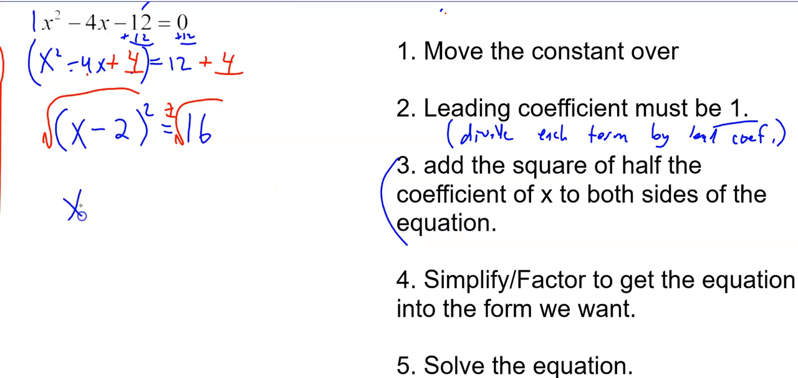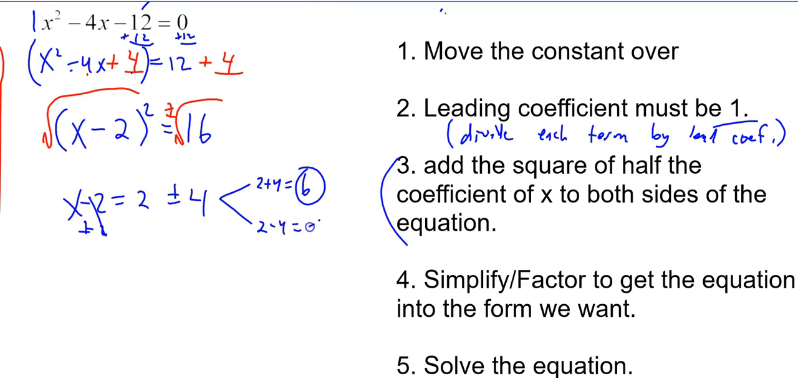Simplify that. X minus 2 equals plus or minus 4. Add 2 to both sides. We get x equals 2 plus 4, which is 6, and 2 minus 4, which is negative 2. So we get two answers. That's your basic complete the square problem. Are you ready for the tough stuff?